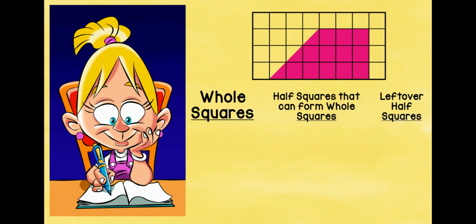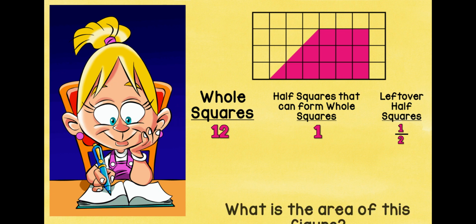So the strategy for this one is we need to first find out how many whole squares there are, not including those halves yet. So if I count the whole squares, I have 1, 2, 3, 4, 5, 6, 7, 8, 9, 10, 11, 12. So we have 12 whole squares. Now, I can take these 2 halves to make one more whole square, and then I still have half of a square left over up here, but we can't forget about it.